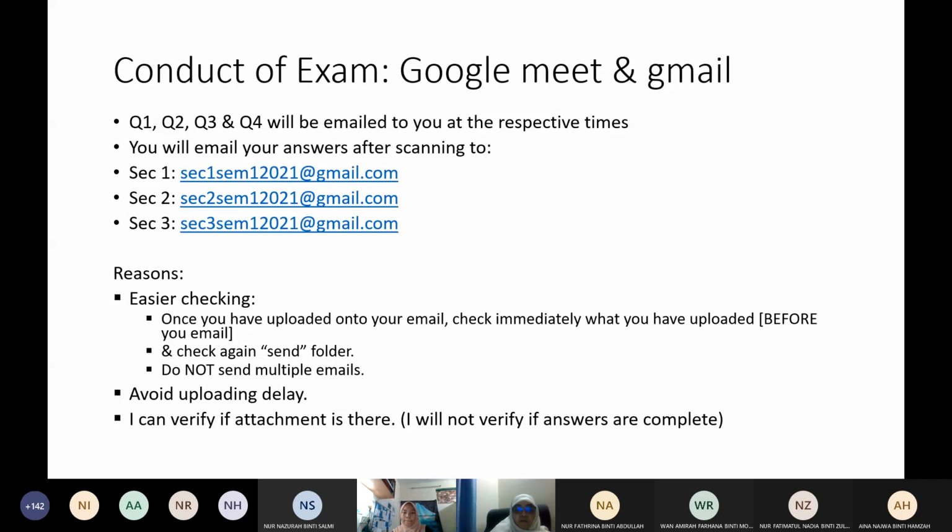Just take a photo of whatever you have scanned and WhatsApp me, all right? If your email is uploading very slowly, okay, I know that eventually I will receive that email. But just as a precautionary measure, if you are concerned that your email is too slow, then just WhatsApp me your scanned answer, okay?